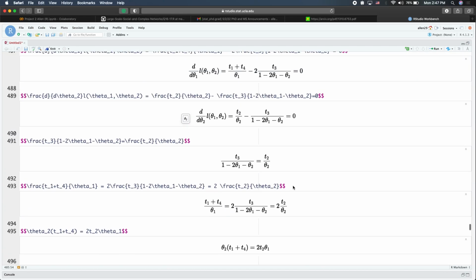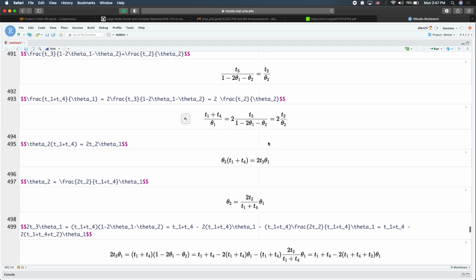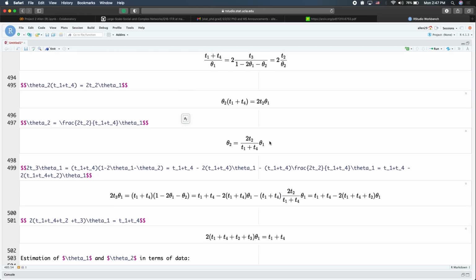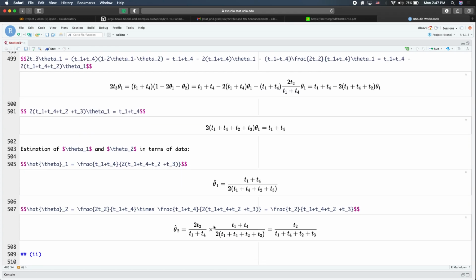For this part we can just simplify it and then solve the equations. So two unknowns, two equations, and you should be able to get a closed form solution for both theta 1 and theta 2. They can also be expressed in terms of T1, T2, T3, and T4.